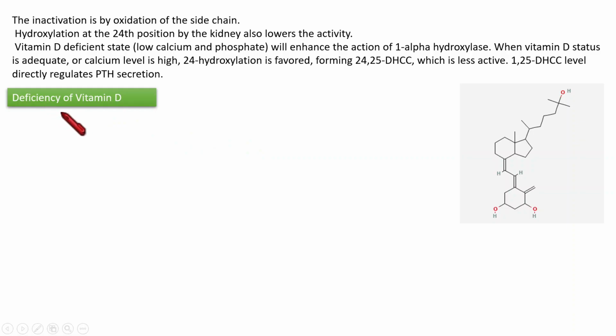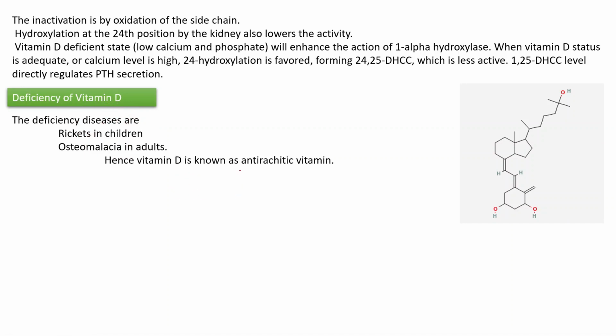Good morning, dear students. Today we are going to learn which are the diseases that are caused because of the deficiency of vitamin D. We all know that there are two diseases: rickets and osteomalacia. The deficiency diseases because of low level of vitamin D are rickets, which happens in children, and osteomalacia in adults. As the low level of vitamin D is causing rickets, this vitamin D is otherwise called anti-rachitic vitamin. So, that is its another name.